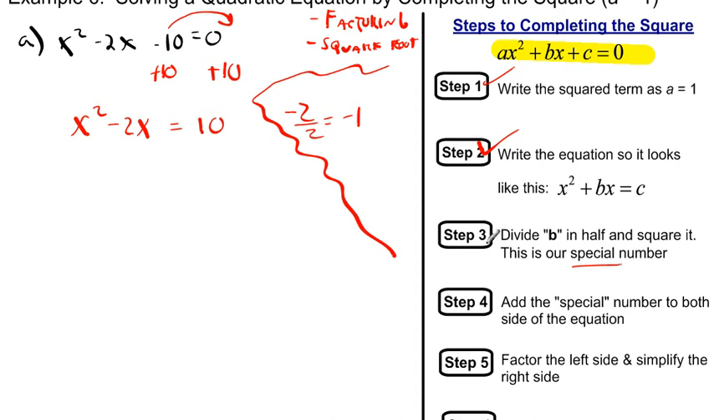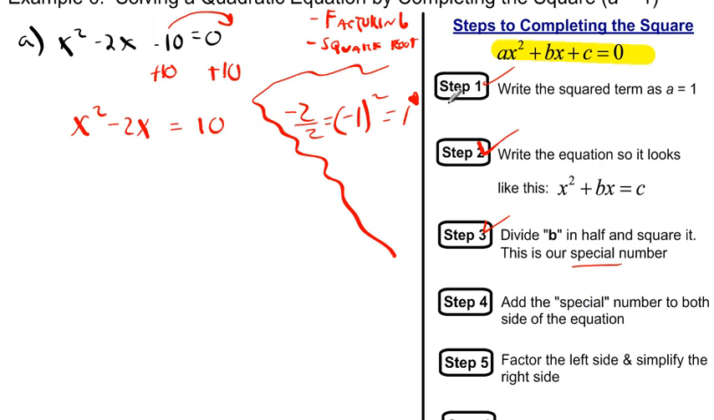So I did the first part. It says divide b in half and square it. I need to square this whole number now. Square it: -1 squared, -1 times -1, is 1. And this is a special number. So I'll put a little star right here because you're special. Okay, so step number 3, bing. There we go.